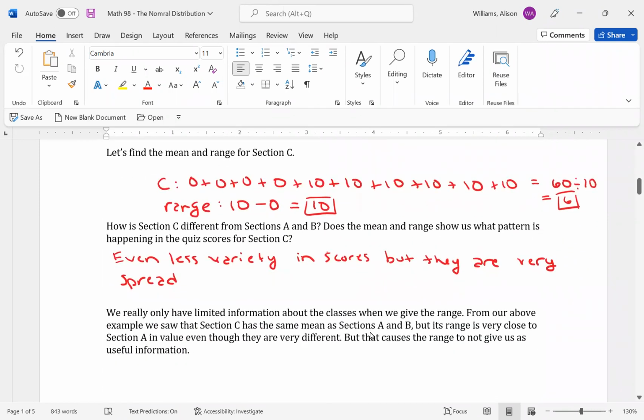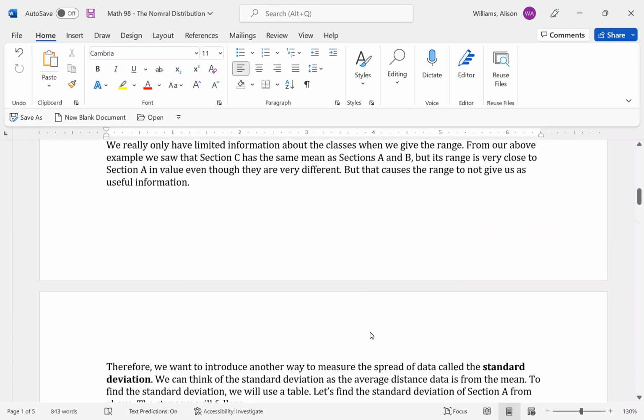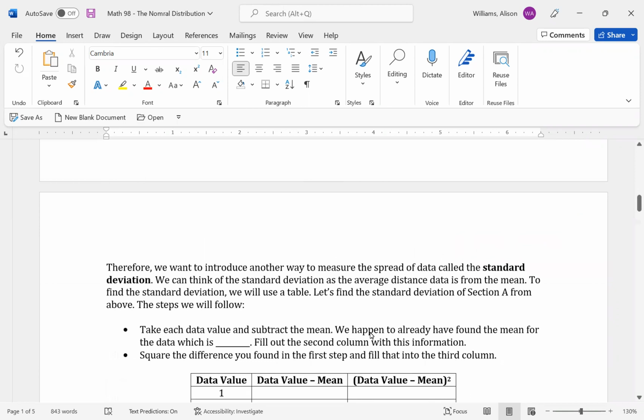So since we only have this limited information, the range isn't giving us all that much anymore. This is why we want to introduce this concept called the standard deviation. The standard deviation is a different way of measuring how spread out the data is. We can think of it as the average distance data is from the mean. To find it, we're going to use a table and follow some steps.